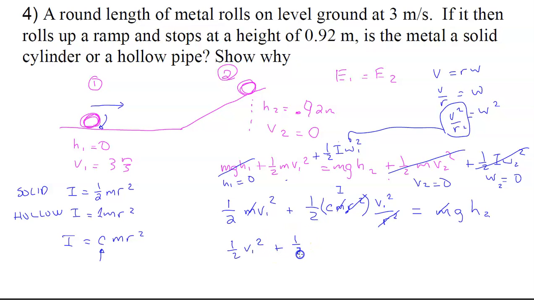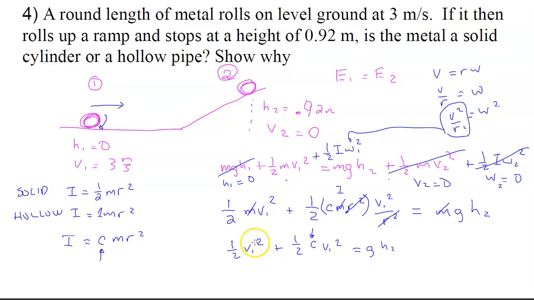I've got 1/2 c v1 squared, and that's equal to gh2. And I know the v1, and I know g, and I know h. The only thing I don't know is that c. So if we could solve for that, then we could get that number and see what we're going to be.